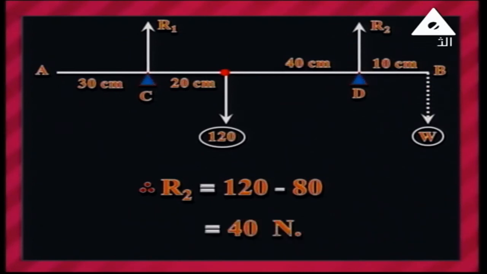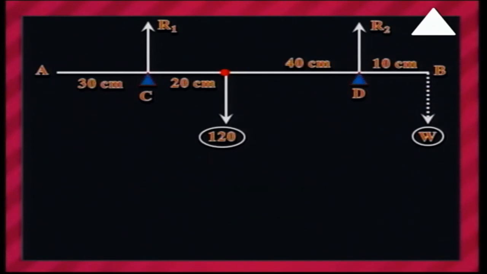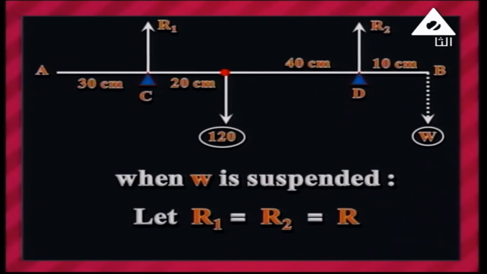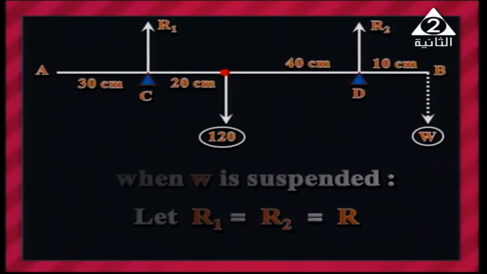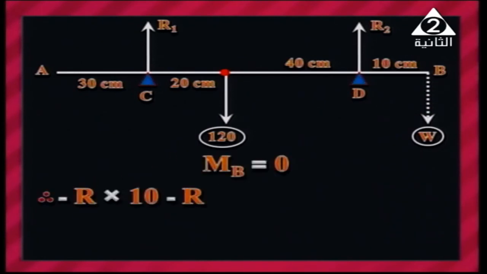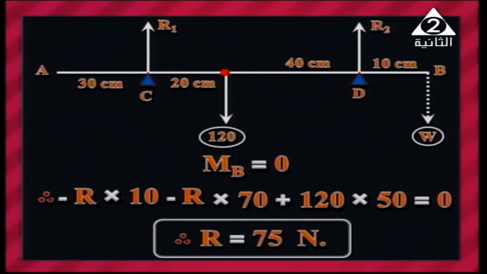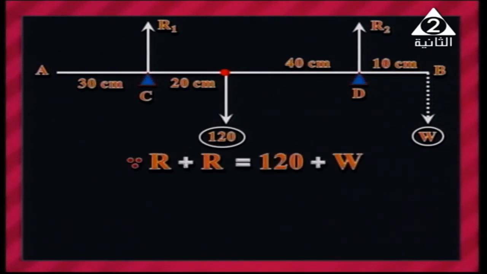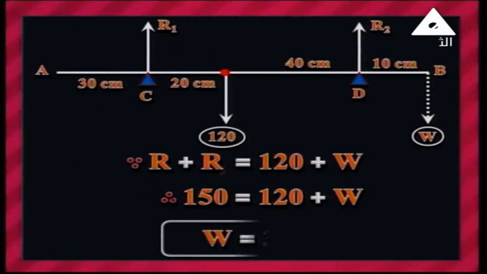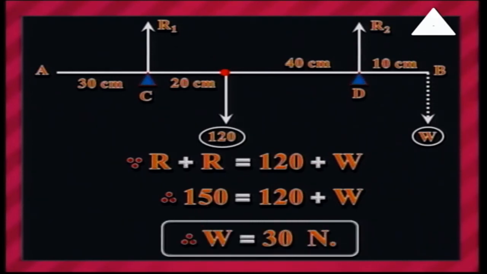What is the value of the weight at point B? When W is suspended, let R1 equals R2, each one equals R. Moment about B equals 0. Therefore, negative R times 10, negative R times 70 plus 120 times 50 equals 0. Then R equals 75 Newton. Therefore, by substitution, R plus R equals 120 plus W. Therefore, 2R equals 120 plus W. R equals 75. Then 150 equals 120 plus W. Therefore, the weight is 30 Newton in the second required. Then, my dear student, we know that W equals 30 Newton.